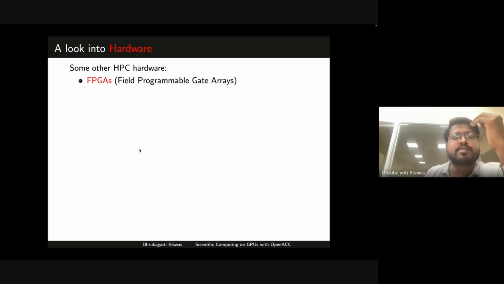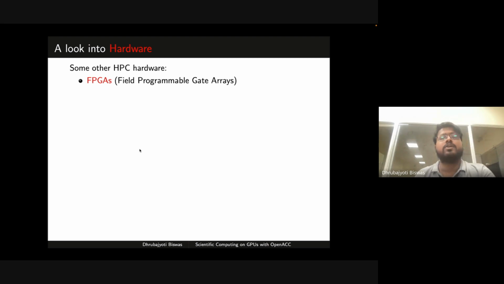Okay, now we discussed CPUs, multi-core CPUs, how many cores they have, things like that. We discussed GPUs, why they are used, where they are used, and so on and so forth. There are even other types of HPC hardware which are used. There are certain things called FPGAs. What are FPGAs? FPGAs are called field programmable gate arrays.